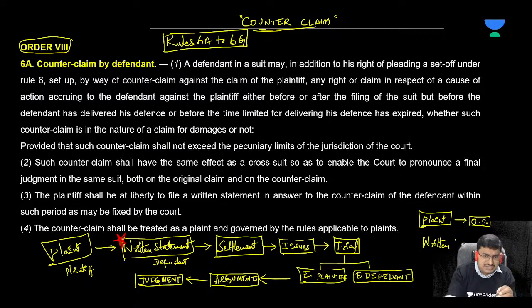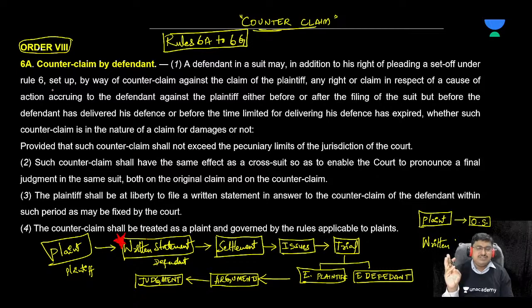Here, today's class is pertaining to this concept, written statement. Order 8 is completely related to written statement. Order 7 is completely related to the plaint. Now, friends, under written statement, the general rules are something. Now, we have to know about the alternatives of the written statement or the other ways to file the written statement in a suit.